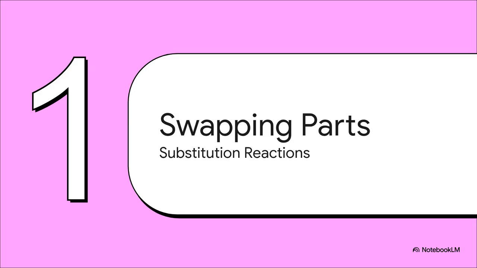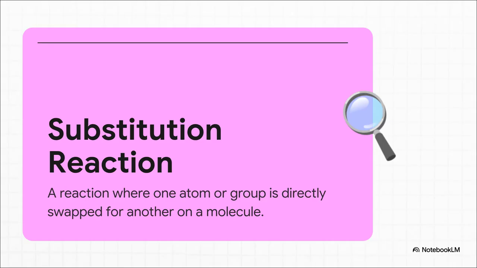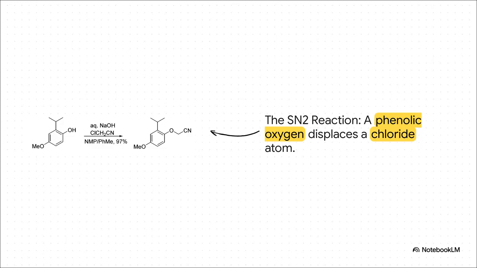All right, let's open up this toolkit. We're going to start with one of the most basic and useful operations there is, just swapping one part of a molecule for another. We call these substitution reactions. Honestly, the best way to think about it is like a game of molecular musical chairs. You've got one atom or group sitting in a specific spot, and another one comes along and just takes its place. It's a clean, direct swap. Simple as that. So let's see this in action.